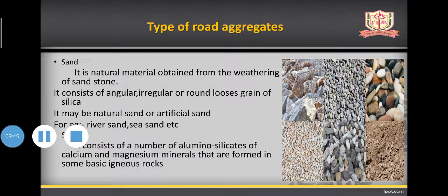The next type of road aggregate is slag. It consists of a number of aluminum silicates of calcium and magnesium minerals that are formed in some basic igneous rock. In the igneous rock, we can find aluminum silicate of calcium and magnesium mineral, and if we break that igneous rock into small sizes, we get slag. Slag is also known as chippy, a flat-shaped aggregate, which usually has its origin from igneous rock.